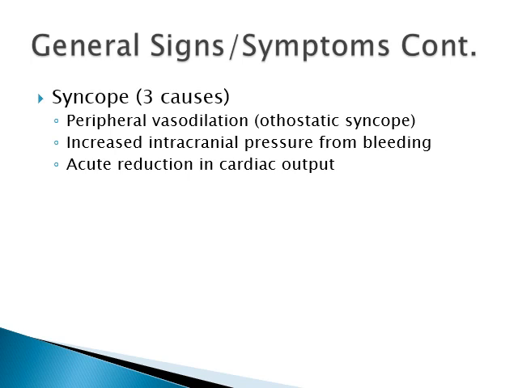So for syncope, or essentially a loss of consciousness, syncope is a loss of consciousness and postural tone, usually caused by a sudden reduction in blood supply to the brain. There's usually going to be three causes of syncope. Either you get peripheral vasodilation, where basically the blood vessels in the periphery all abnormally vasodilate, increased intracranial pressure from bleeding inside the brain could cause syncope, and then any type of acute reduction in cardiac output. So these are your three primary causes of syncope.